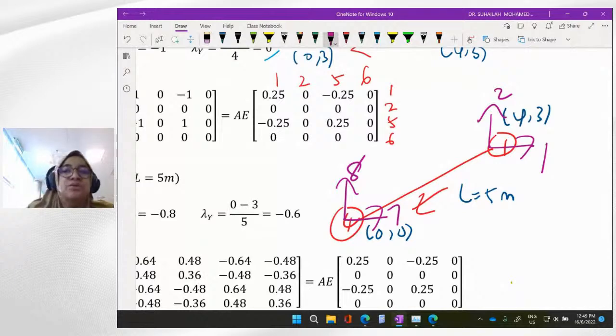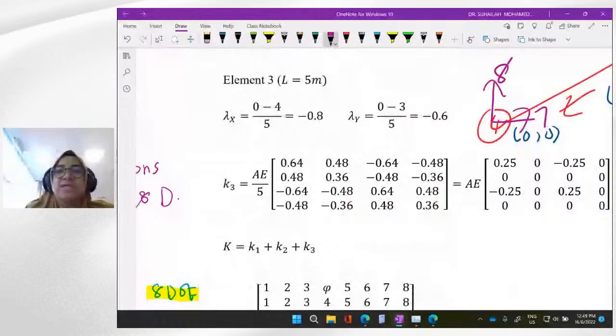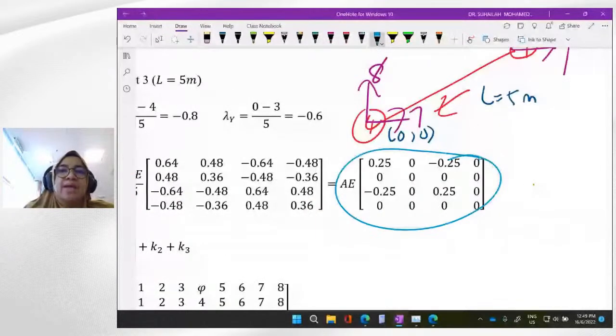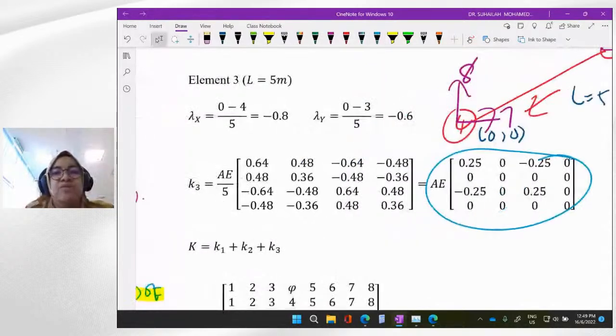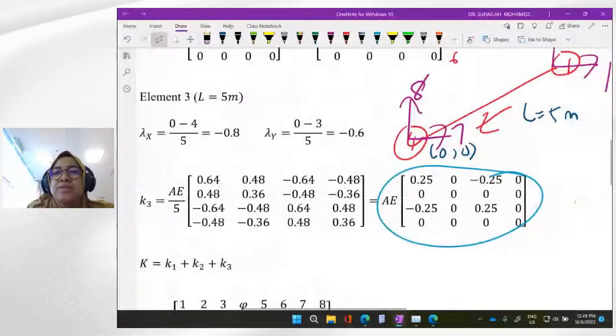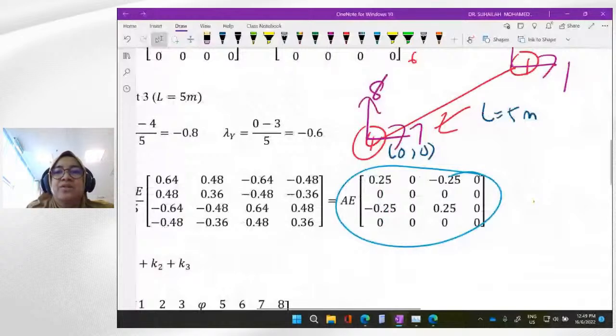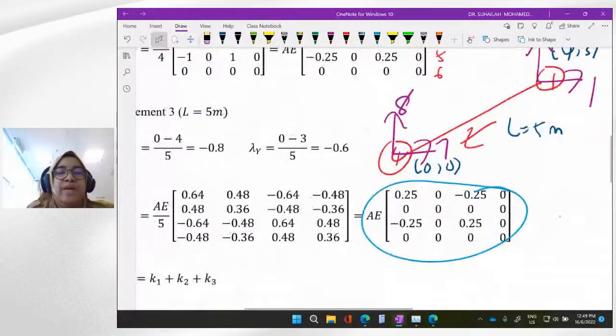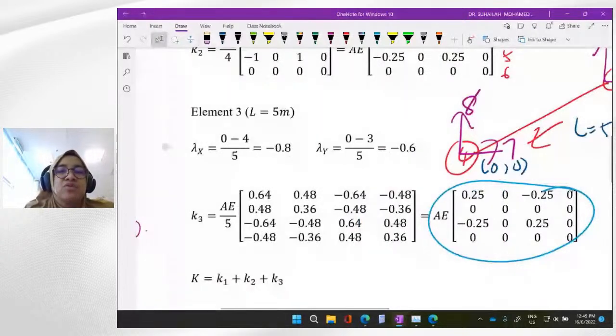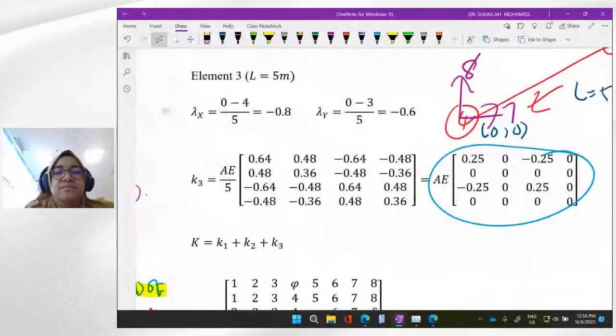So it is AE over L. This one is not completed yet, so I don't change the value yet. That is why I copy from the upper step. So it is AE over 5. We calculate lambda x, lambda y as usual, based on the coordinate. It is far minus near, so 0 minus 4 divided by 5, it is negative 0.8, negative 0.6.